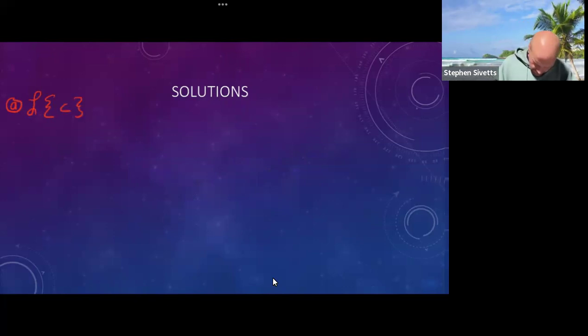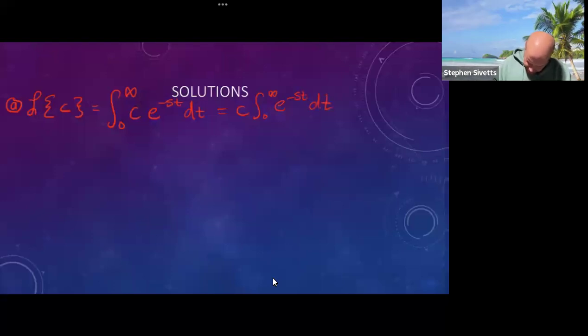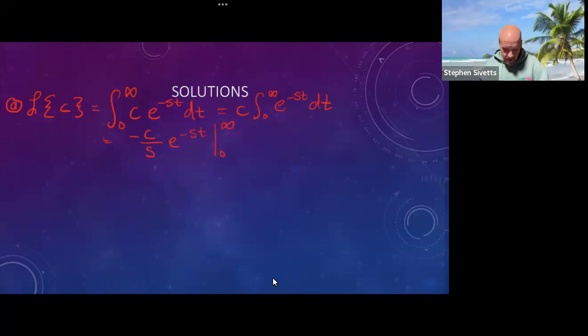Okay. And so this equals the integral from 0 to infinity of c times e to the negative st dt. Okay, so this equals c times the integral from 0 to infinity of e to the negative st dt. And so this equals minus c over s times e to the negative st, evaluated from 0 to infinity. Normally you would take the limit as n goes to infinity of this quantity.